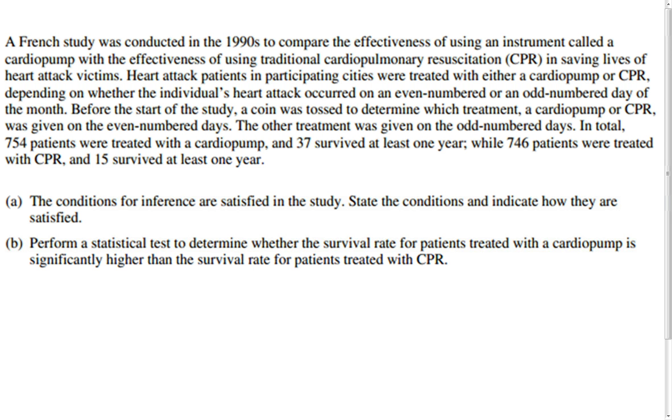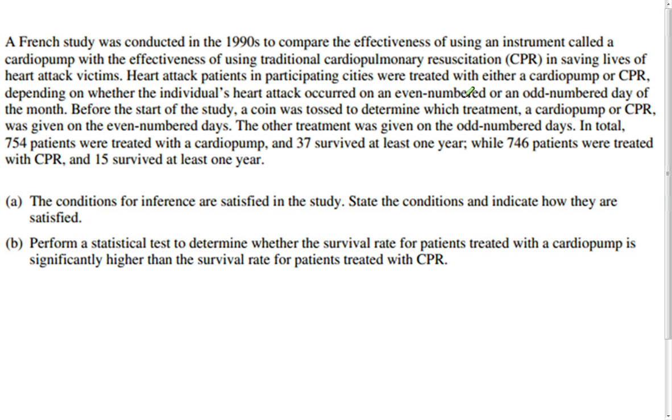Second part, we're going to look to actually perform the test, get a p-value, and determine if there is statistical significance to prove that one rate is better than the other. So in order to figure out A here, you need to kind of start with B. You need to figure out what test you're doing in order to figure out if your conditions are met.